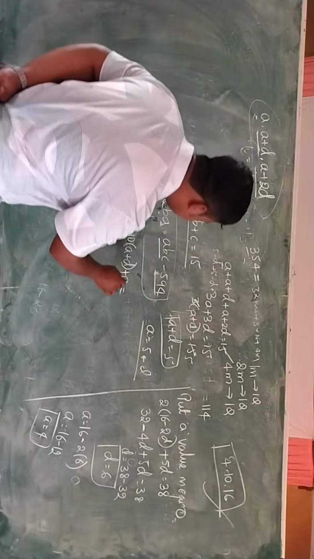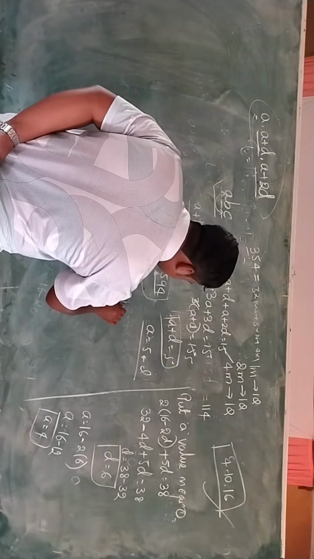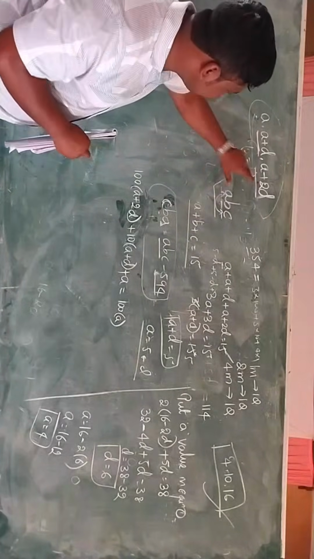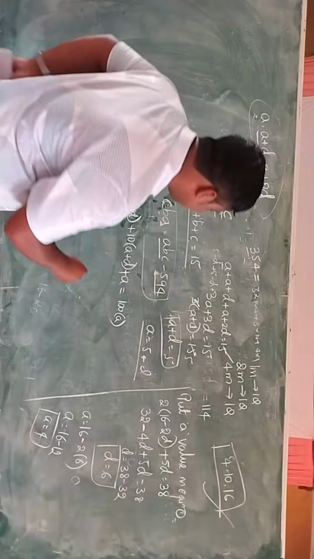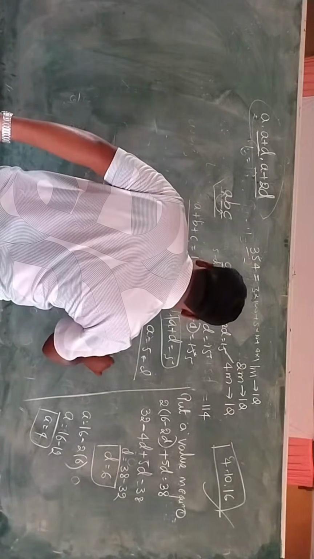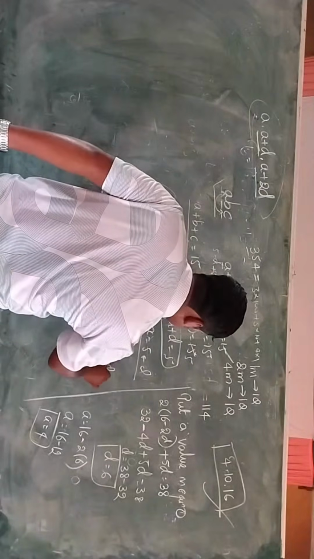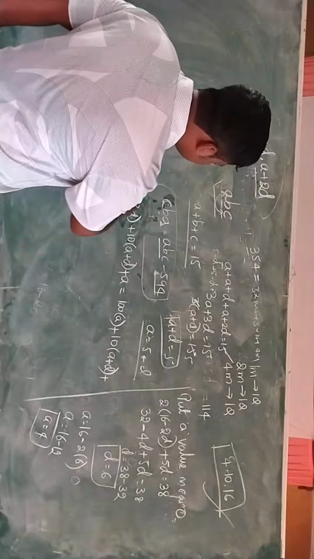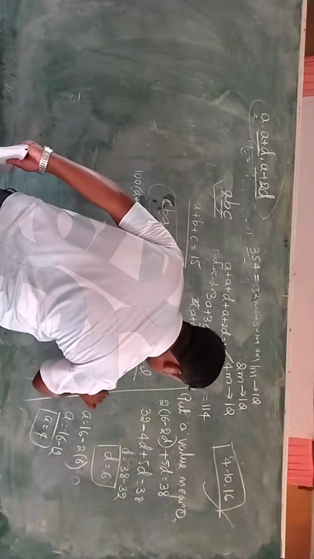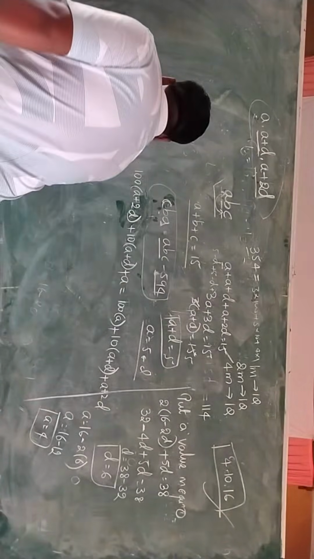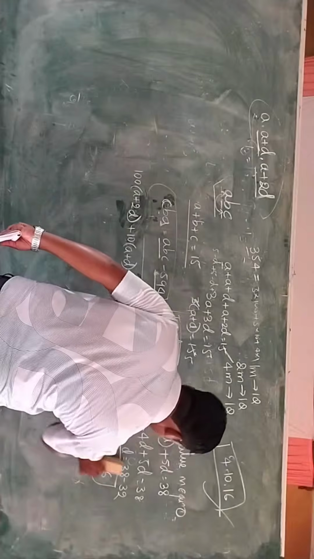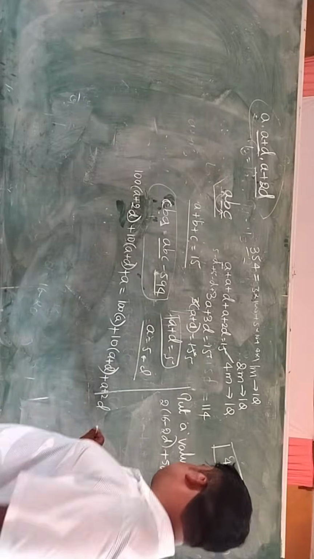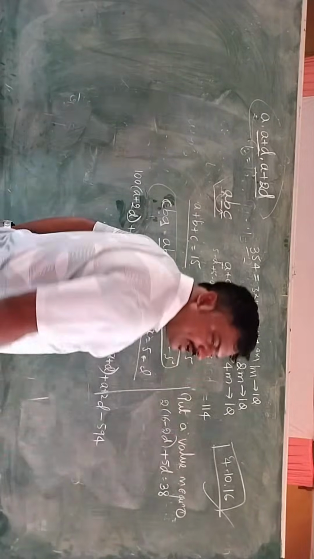Similarly, ABC is 100 into a, because the first term is a. Next, b is a plus d, so 10 into a plus d, plus the next, what? c. c is what? c is a plus 2d. Simply it is a plus 2d. So now minus 594. Hope you didn't take minus 594. Did you take minus 594?